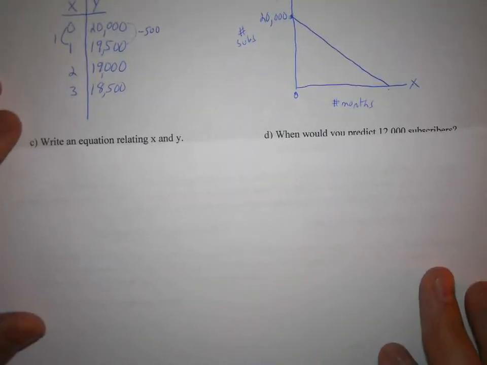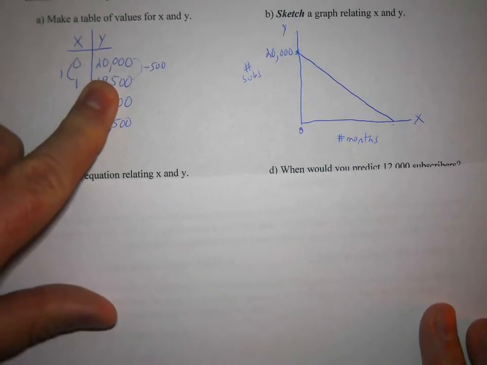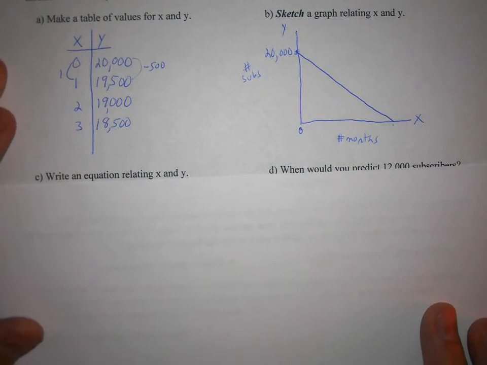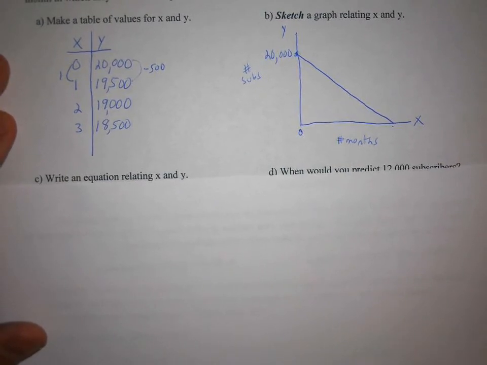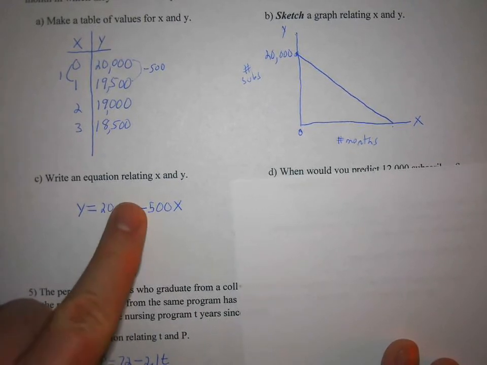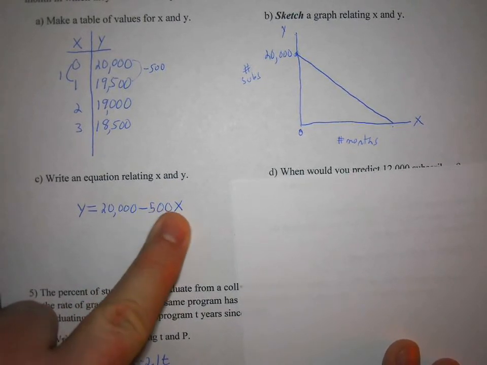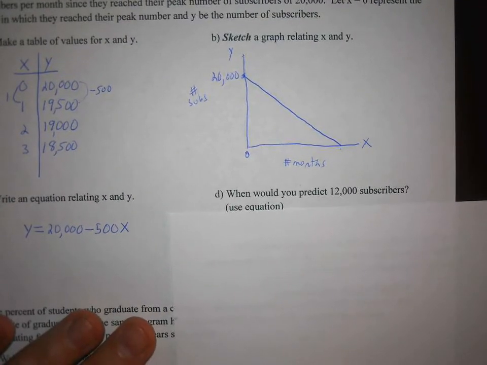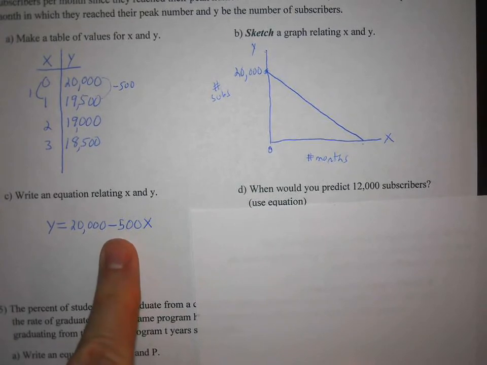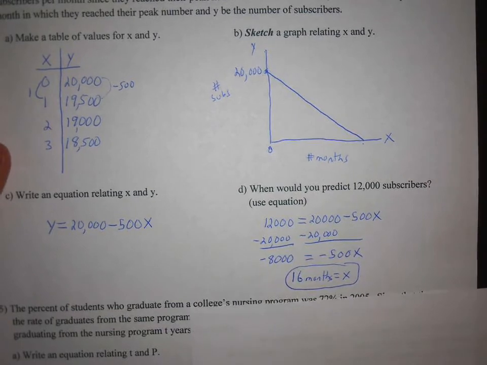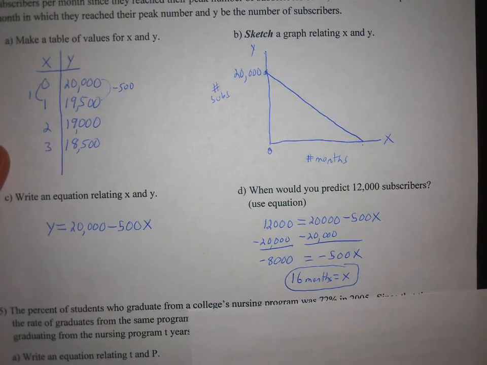So then to write an equation relating X and Y, again, they give you the slope, but you can figure out the slope from your table. Negative 500 per every 1 month. And then you have to find the B value, the starting value. Well, the starting value was 20,000. Take away 500 every month. And then for 12,000 subscribers using your equation, we're going to take our equation. 12,000 subscribers is a Y value. And when you solve that, you end up with 16 months.